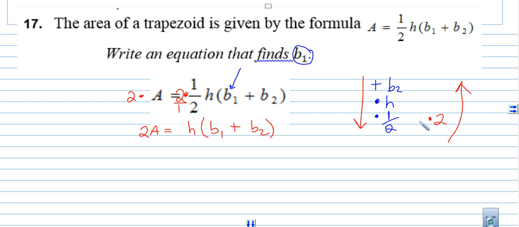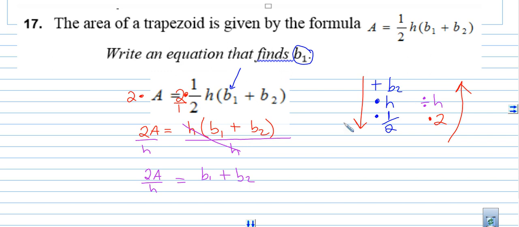The next thing we have is we're multiplying by h. How do you get rid of multiplying by h? You would divide by h. So we're going to divide by h here, and we're going to divide by h here. 2a divided by h is 2a divided by h. h divided by h is 1. 1 times b1 plus b2 is b1 plus b2.